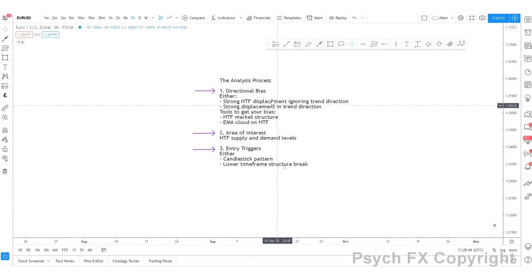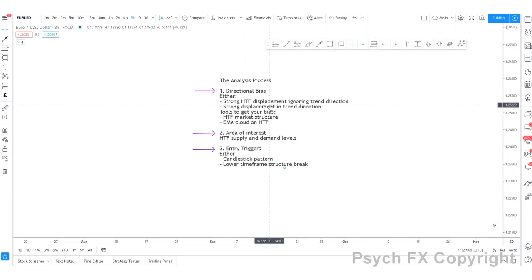Okay. So the first thing we need to identify is the directional bias. What direction are we looking to trade in? Are we just randomly looking for displacement in random areas, or are we trading in the overall trend direction? What are we doing? Now, that's going to be up to you. Okay. But I've given you two different choices here, and it's going to be up to you to go back and back test these things and figure out which one you prefer.